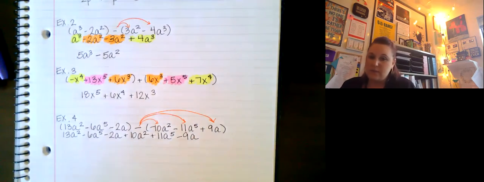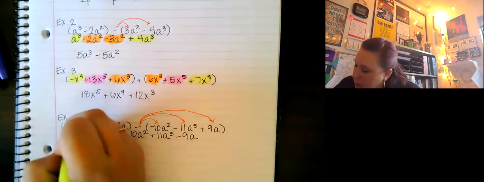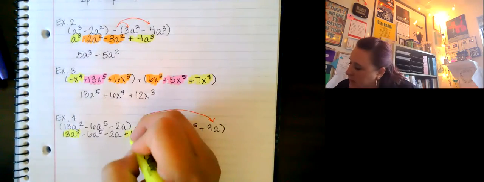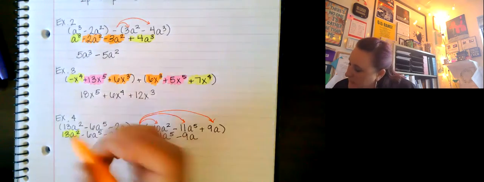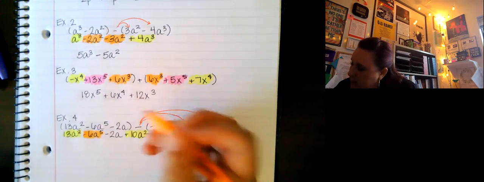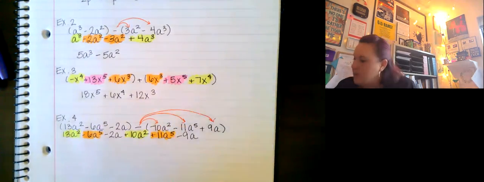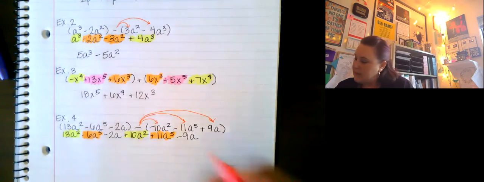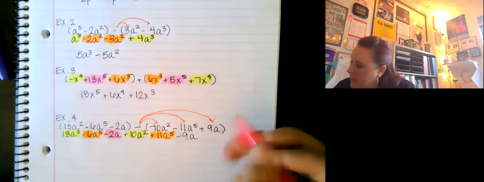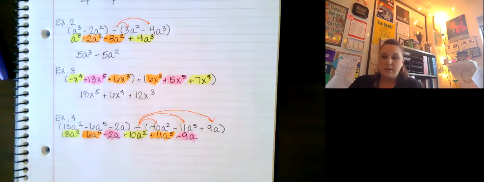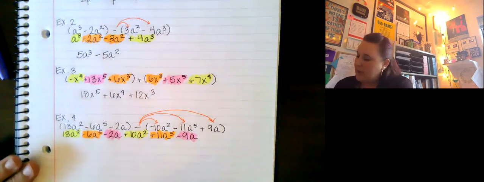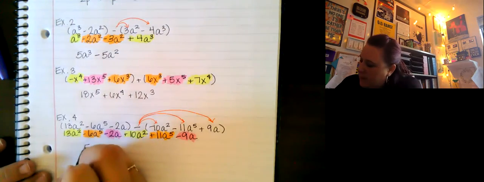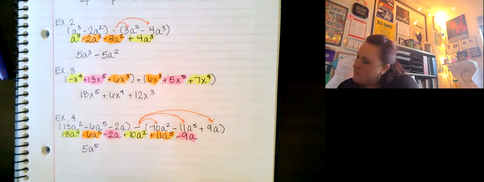Now I can go ahead and do my combining like terms. I see a 13a squared here, and I have a plus 10a squared there. I see a minus 6a to the 5th and a plus 11a to the 5th. And then I see a minus 2a and a minus 9a. Let's go ahead and put them in standard form. So largest exponent first. So I have negative 6a to the 5th plus 11a to the 5th. That would be 5a to the 5th.